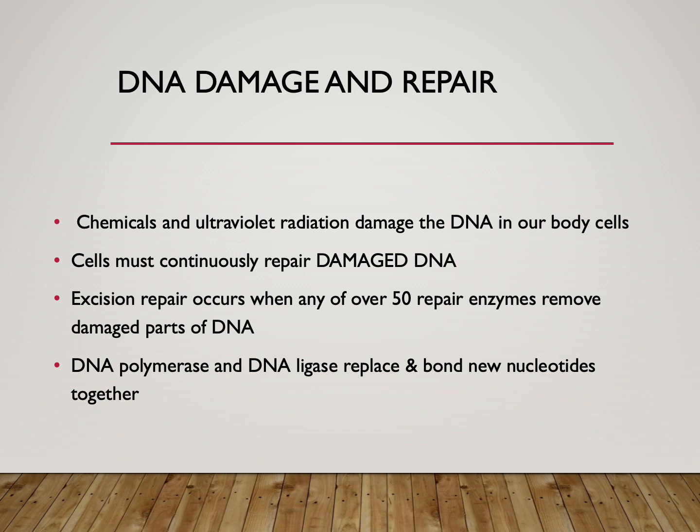DNA damage and repair. There are chemicals and ultraviolet radiation that damage the DNA in our body cells, and our body cells are known as somatic cells. Make sure you add that in your notes. Body cells and somatic cells are interchangeable, because then we have sex cells that are different. The cells continuously need to be repaired. The DNA gets damaged and we have to repair that. The DNA polymerase and the DNA ligase replace and bond new nucleotides together in order to help keep this process going.